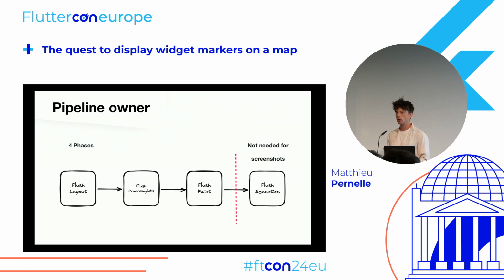First, we have flushLayout for position and size of every element. Then flushCompositingBits, which handles visual effects like clipping. Then flushPaint, which commands every render object to call their paint method. And flushSemantics for accessibility, but we don't need that for screenshots.